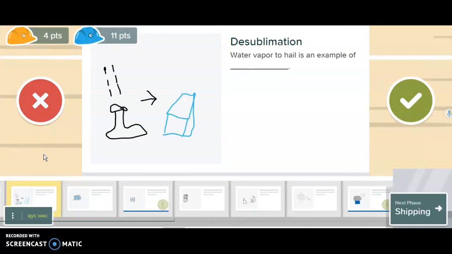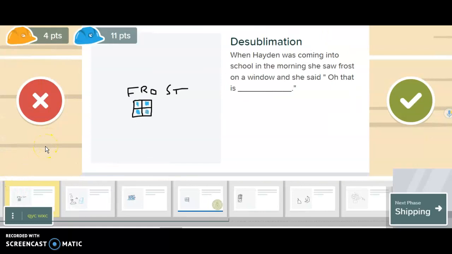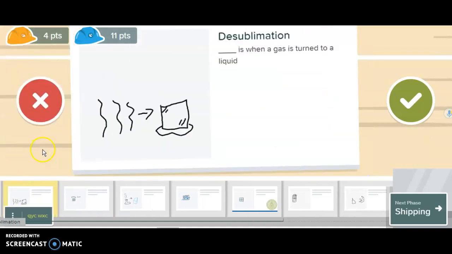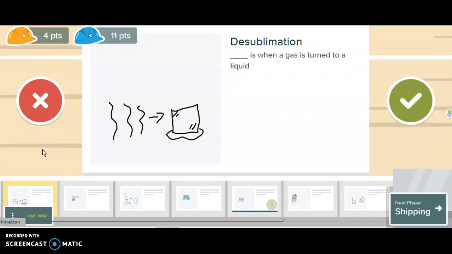I'm going to leave that one out just because of that snow part. Water vapor to hail. No, that's not how that works. When Hay was coming into school, she saw frost in the window and said, oh, that is, you are correct, desublimation, but you should have said because the gas turned directly into a solid. Am I worried that that group is going to do bad? I am not. I don't want them to stress because I know that you understand it, but I'm not going to use that as a card.